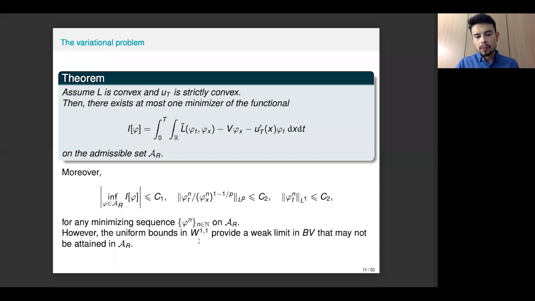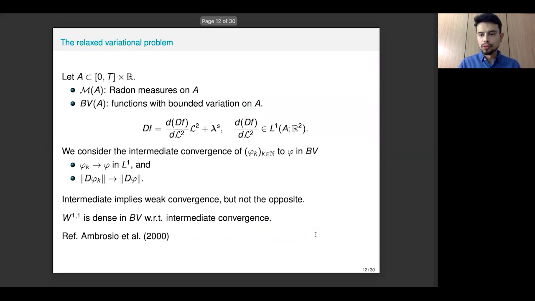Now, the main issue here is the lack of reflexivity, basically. That's why we land in this set of functions of bounded variation. So what we plan to do now is to do a relaxation of the same problem in order to guarantee that the minimizer actually is admissible. To do that, let me introduce some additional notions.